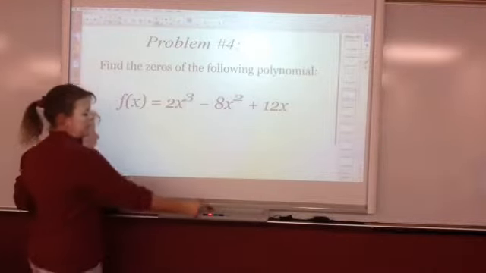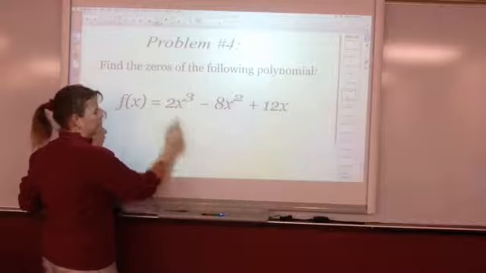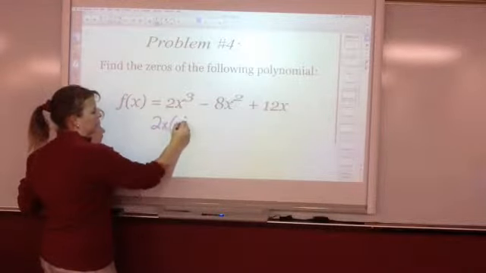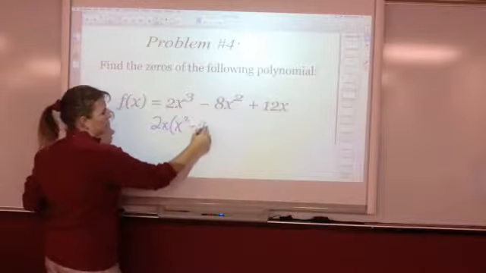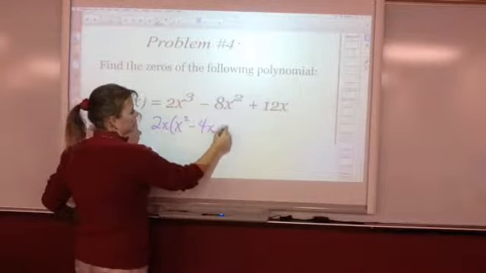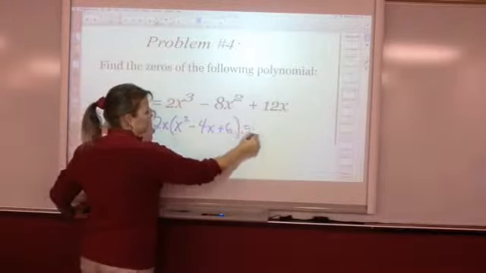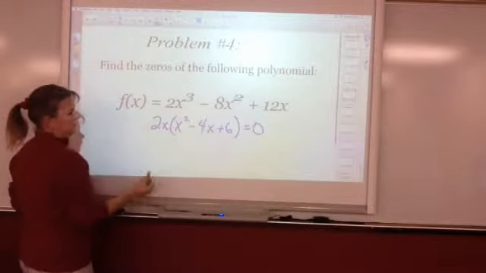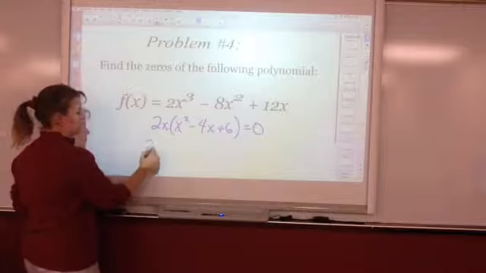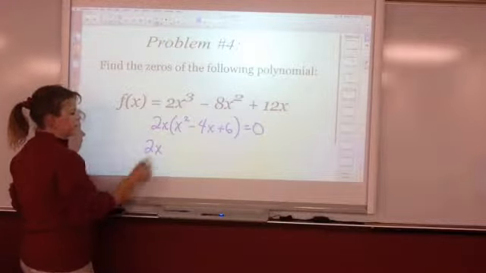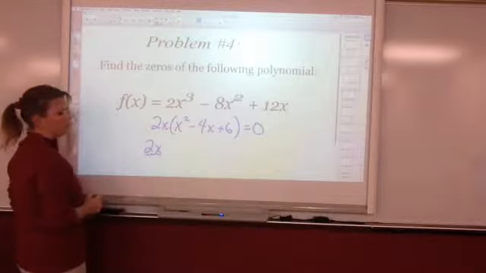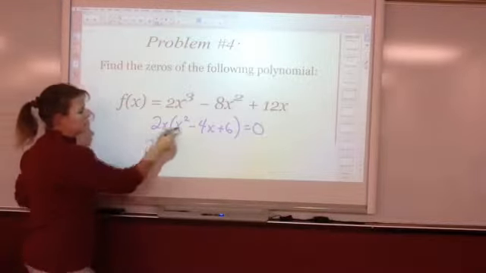Another greatest common factor in here, they all have a 2 in common, they all also have an x in common. X squared minus 4x plus 6 equals 0. You can try to factor that as well. Nothing is going to factor into that, so you need the quadratic formula again. Quadratic formula work with just this. This will be one of your other zeros.